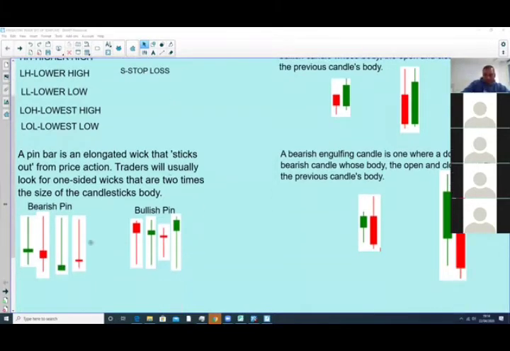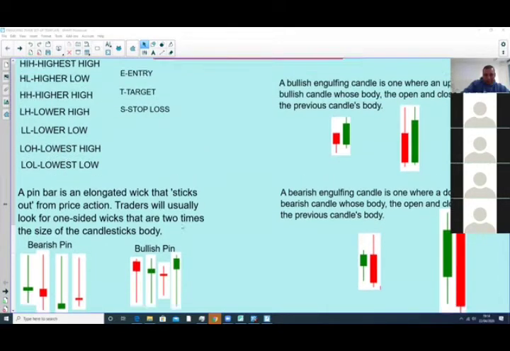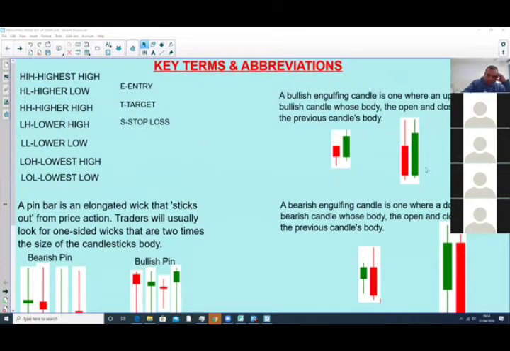We've got the bullish pin bar, okay? A pin bar is an elongated wick that stands out from price action. For me, the two most important candles are the engulfing candle and the pin bar. All the other candles, I totally disregard, though of course you've got the inside bar. People will use other candles and still be successful. It's just a matter of understanding the market and what you're doing.